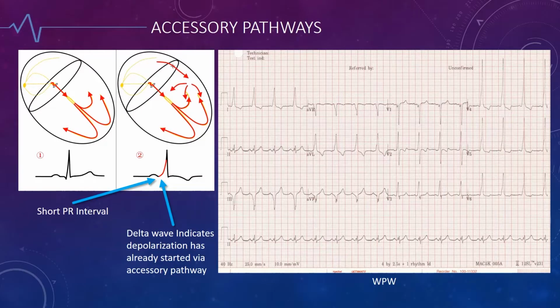These pathways exist on the outside of the heart or in the septum of the heart, and they can create a short circuit where electricity goes down the normal pathway, up the abnormal pathway, or the reverse, down the abnormal pathway, up the normal pathway, okay? The real danger of an accessory pathway is if you get atrial fibrillation while you have one.